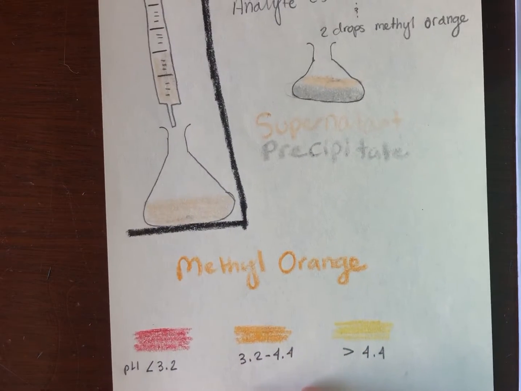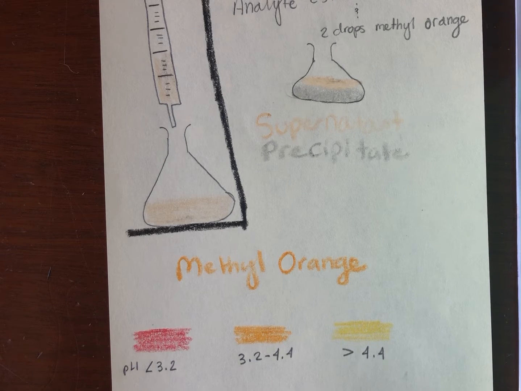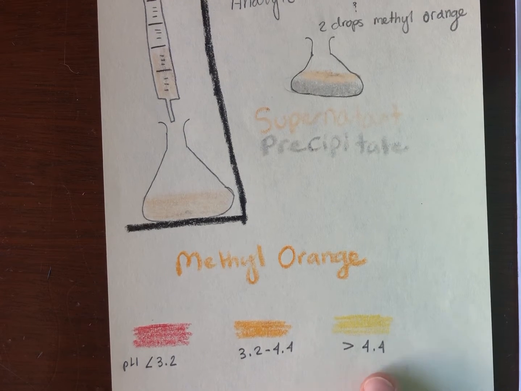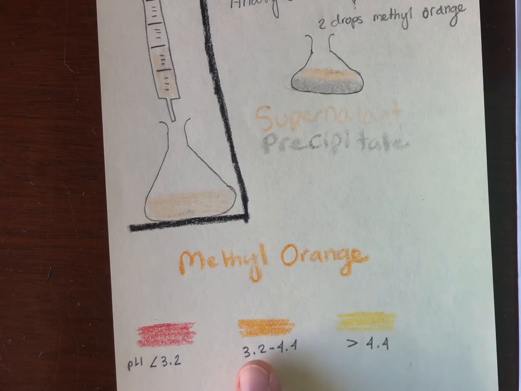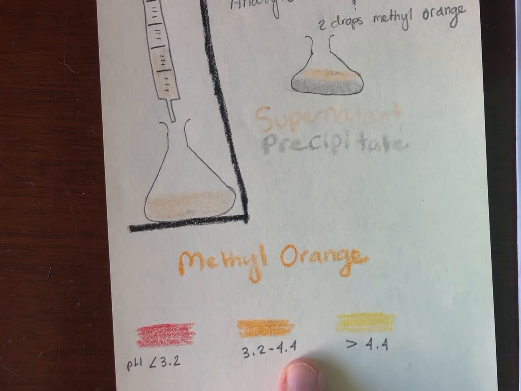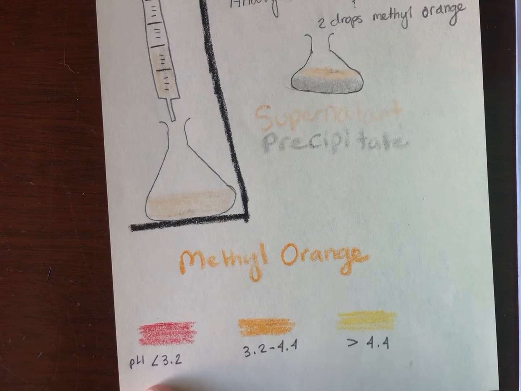So on the bottom here, we are using the methyl orange indicator because we are dealing with a highly acidic solution. Hydrochloric acid is a strong acid. So our pH would not be above 4.4. This is alkaline. Our endpoint is going to be between 3.2 and 4.4. And when it's super acidic, it's going to be bright red.